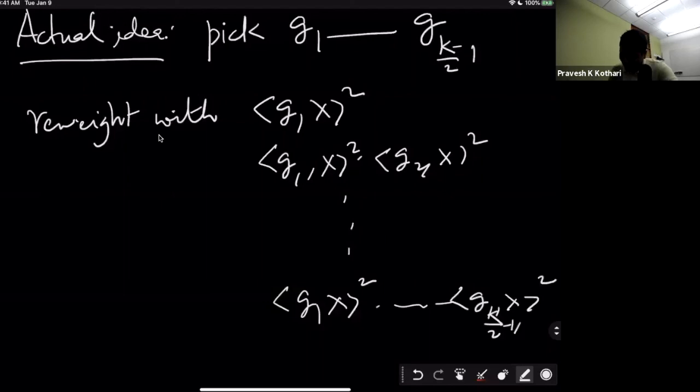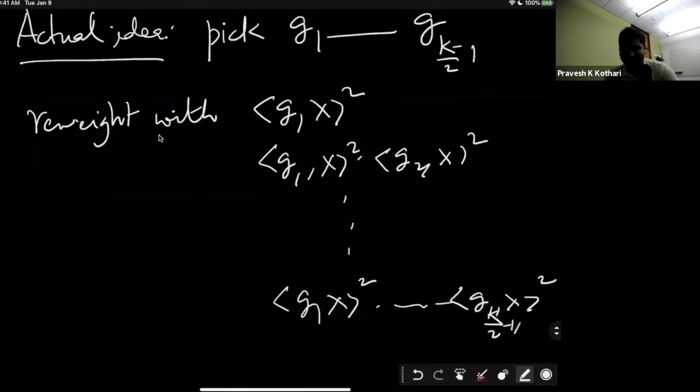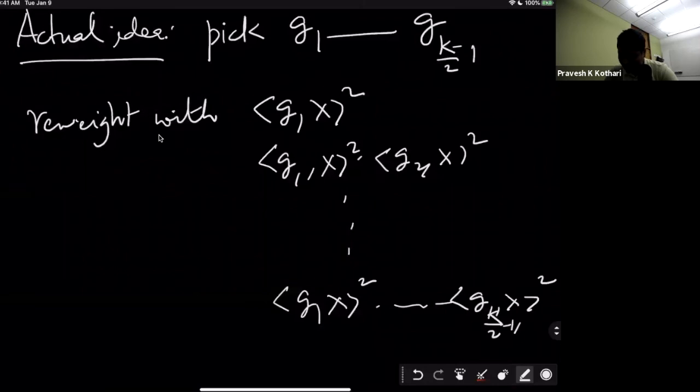Now, why would this work at all intuitively? You're going to try this, you're going to draw many Gaussians, and you're going to repeat this. Remember that I only have to show the success of this algorithm for some 2 to the minus k probability event.